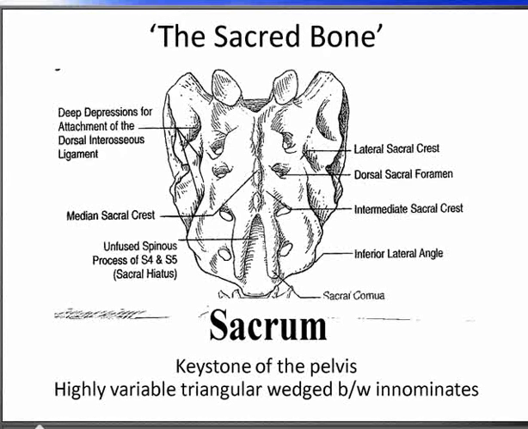The inferior lateral angle is a popular structure that's palpated clinically when we're looking at positional findings with respect to the pelvis and the sacrum. The intermediate sacral crest, and then you have the foramen. And the dorsal sacral foramen is where we get some of the nerve structures that exit through. All right, and then we have essentially the lateral sacral crest. So the lateral sacral crest is basically fusion of the transverse processes of S1 through S3-4, and the median sacral crest is fusion of the spinous processes of S1 through 3.